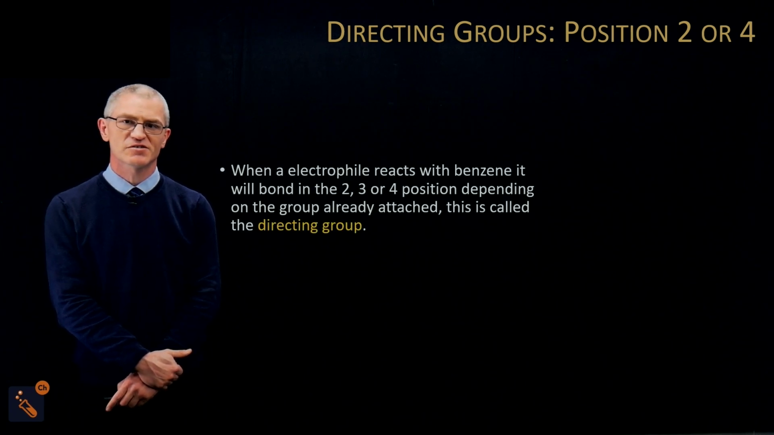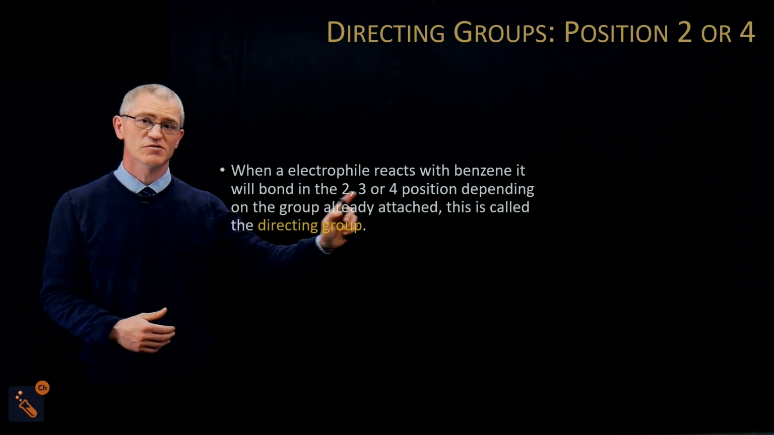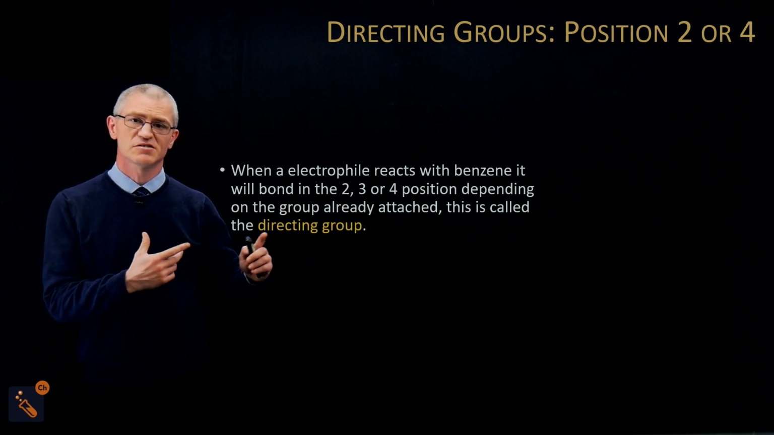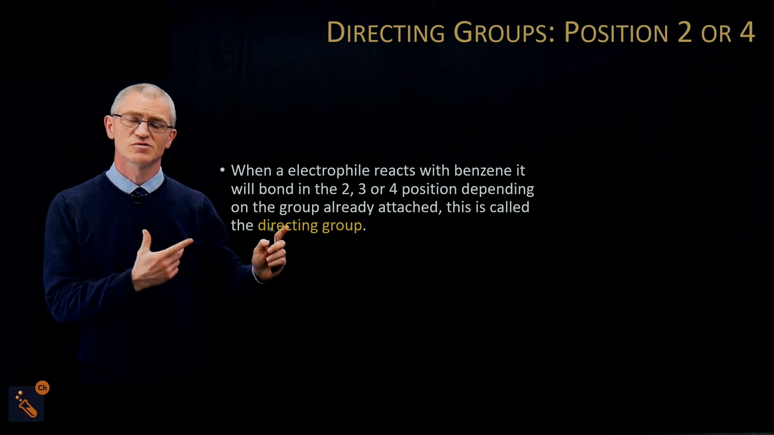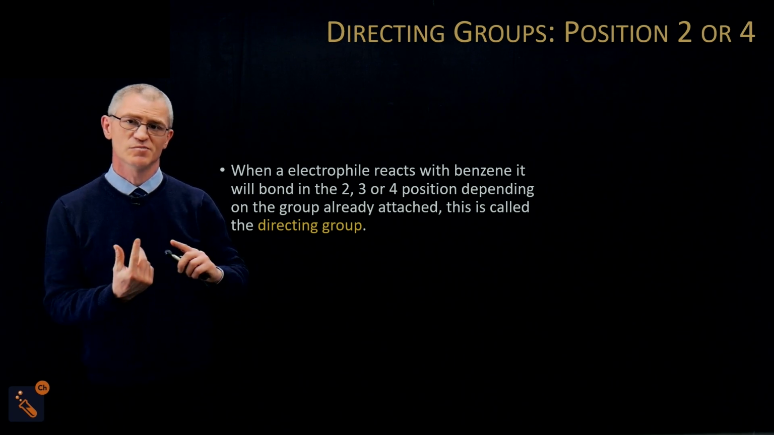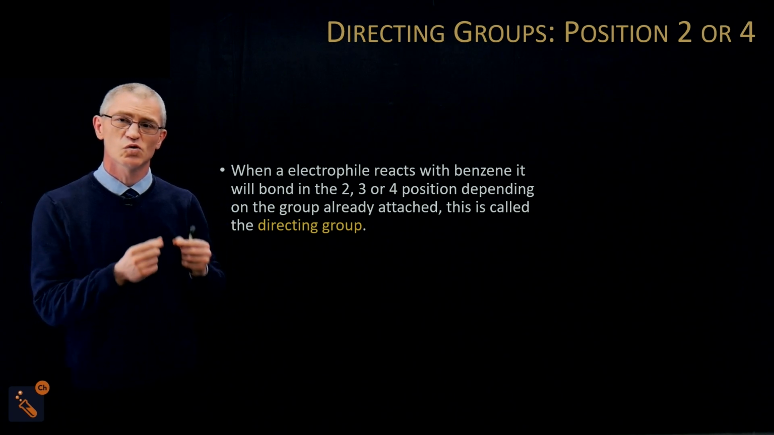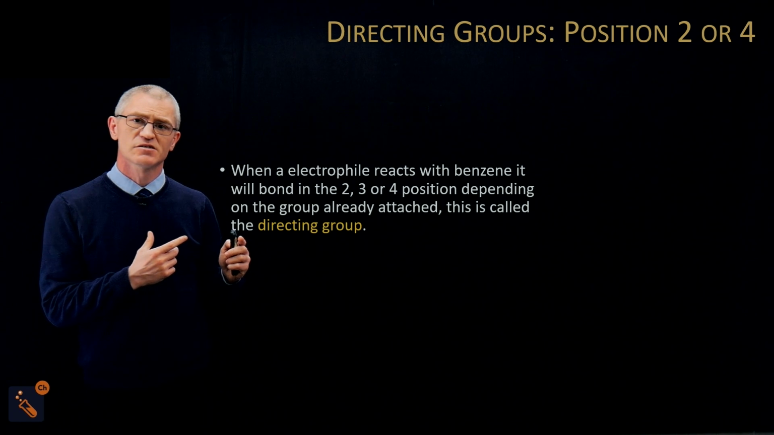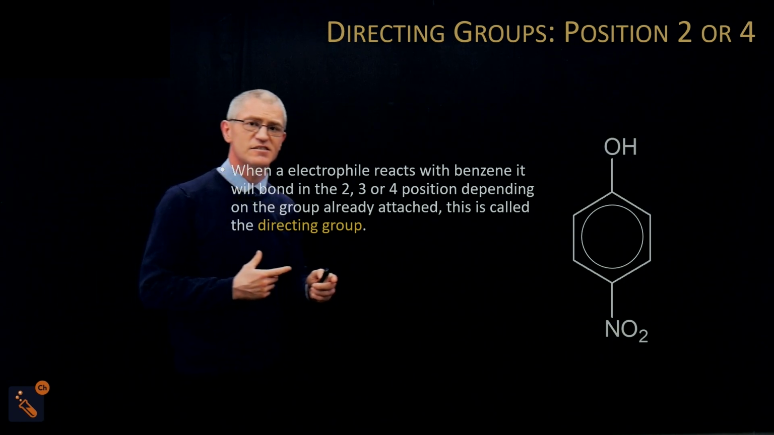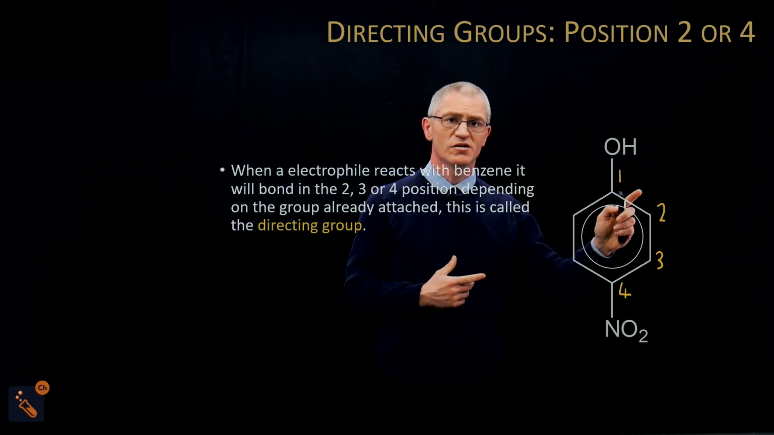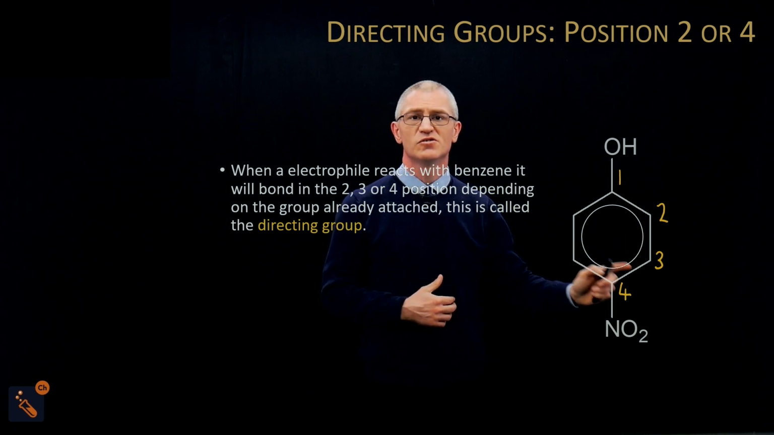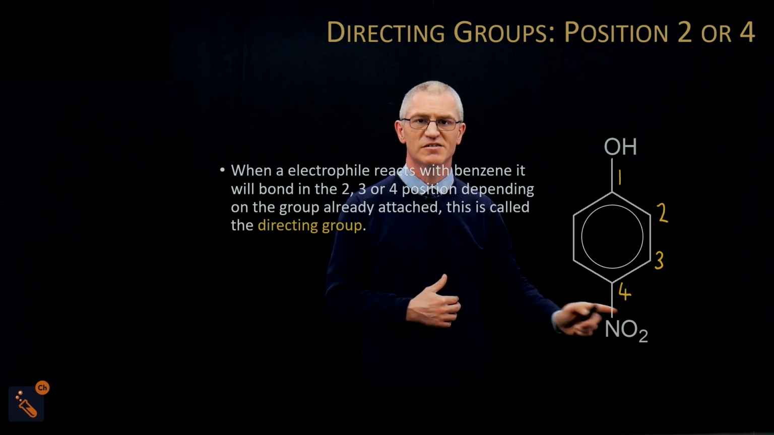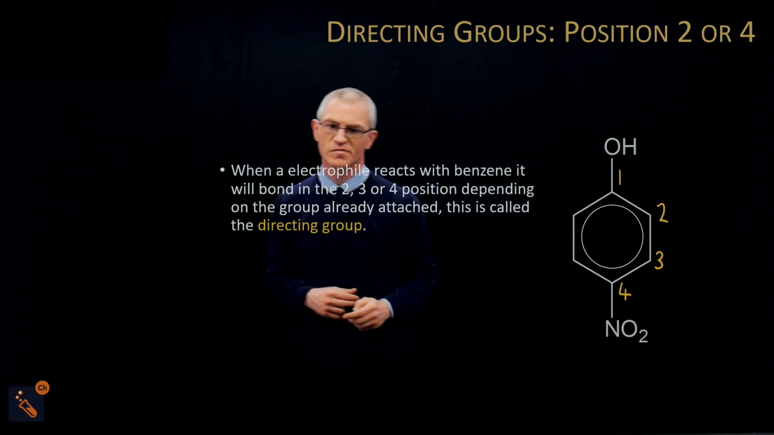Now when an electrophile reacts with benzene, it will bond in the 2, 3 or 4 position depending on the group already attached. Okay, and that group already attached is called the directing group. In the previous example, the directing group would have been OH because it was already on the benzene. So if you look at it here, this would be 1, 2, 3, 4. So the OH has directed the NO2 when it reacted with it into the 4 position.